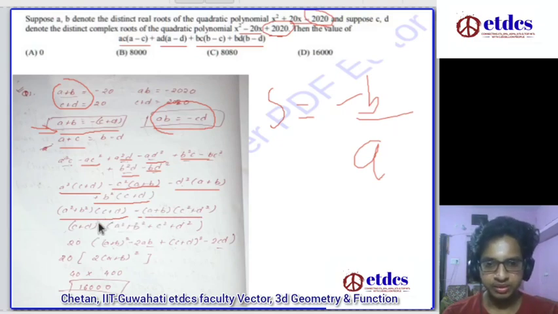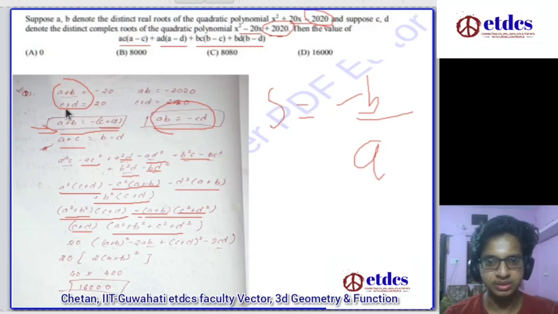Now we have this relation, a plus c is equal to b minus d, and we will use it. We take c plus d common, a square plus b square, and minus of a plus b can be written as c plus d. So c plus d is written here, and we take that common. What we get is a square plus b square minus a square b square, and c square plus d square.